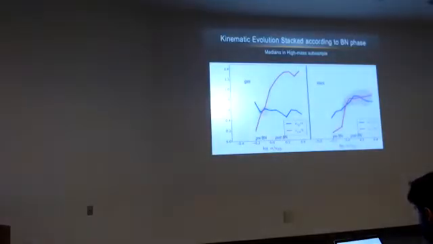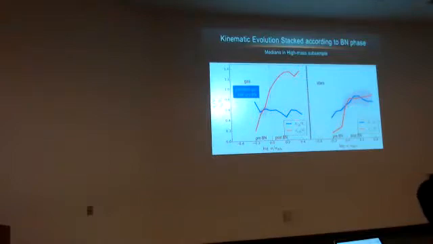When we look at kinematics, this line is V phi, and this one is sigma r. So V over sigma pre-compaction is 1 or less, which means it's perturbed gas, it's not really a disk. And post-compaction, it's a rotating disk.